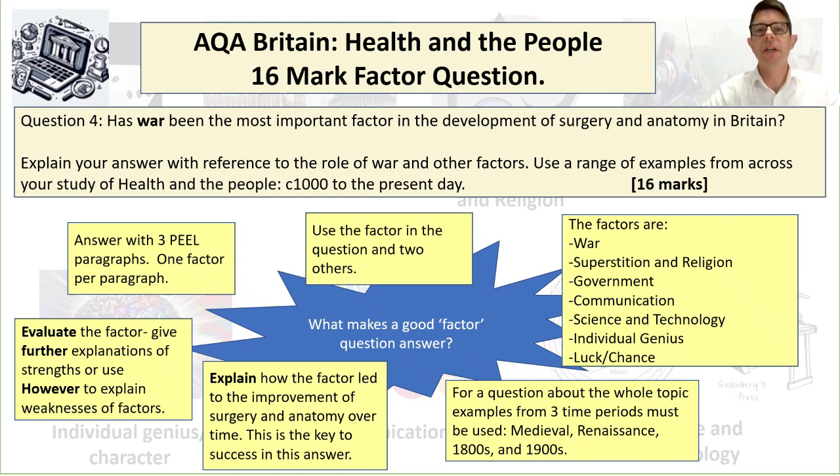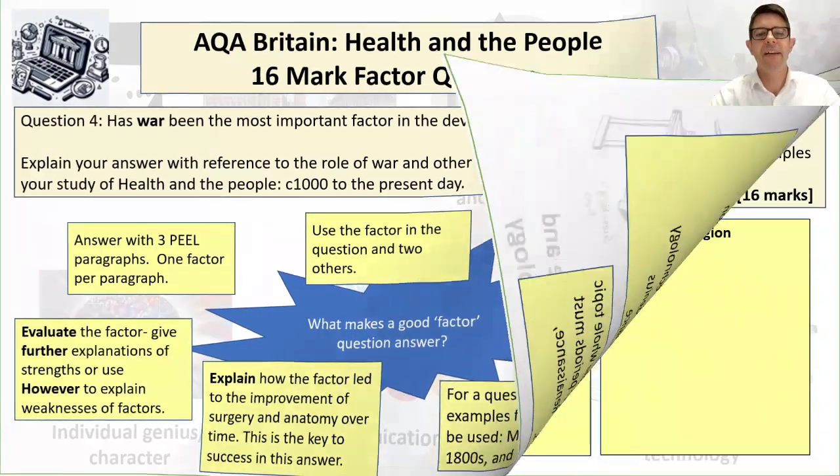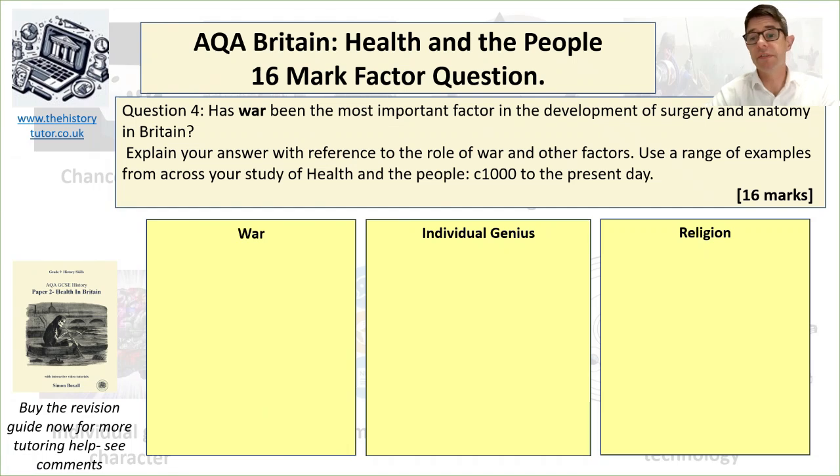And then, of course, because we're making a decision, we need to have a short conclusion at the end, rounding off your ideas. Okay, so let's go to some planning now. I've given you 3 factors here, war, individual genius and religion. Now you might have different factors in mind, but we're going to work with these ones because I think they work in terms of giving a spread of time periods.